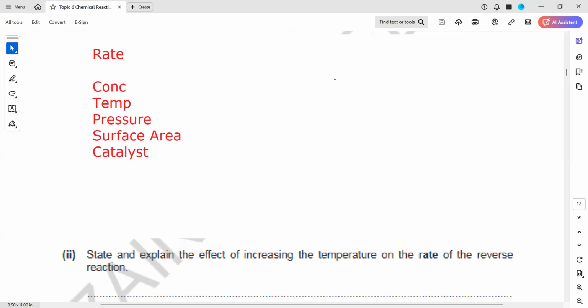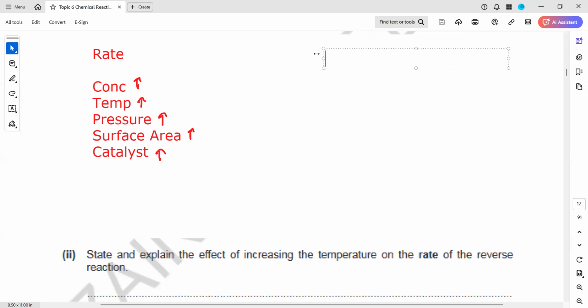If I increase the concentration, the rate will increase. If I increase the temperature, the rate will increase. If I increase the pressure, the rate will increase. If I increase the surface area, the rate will increase. If I use a catalyst, the rate will also increase. A catalyst is a substance which alters the rate of reaction without being chemically used up.